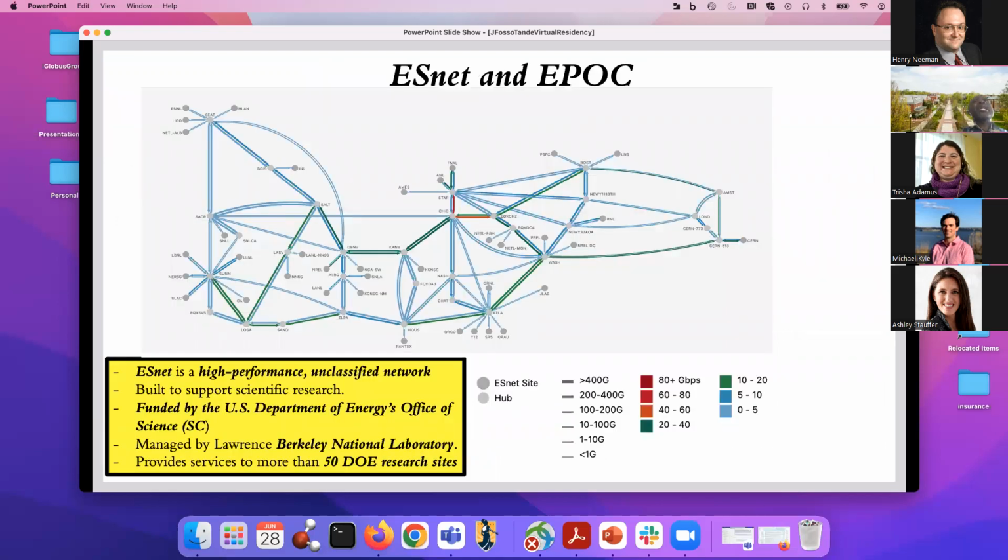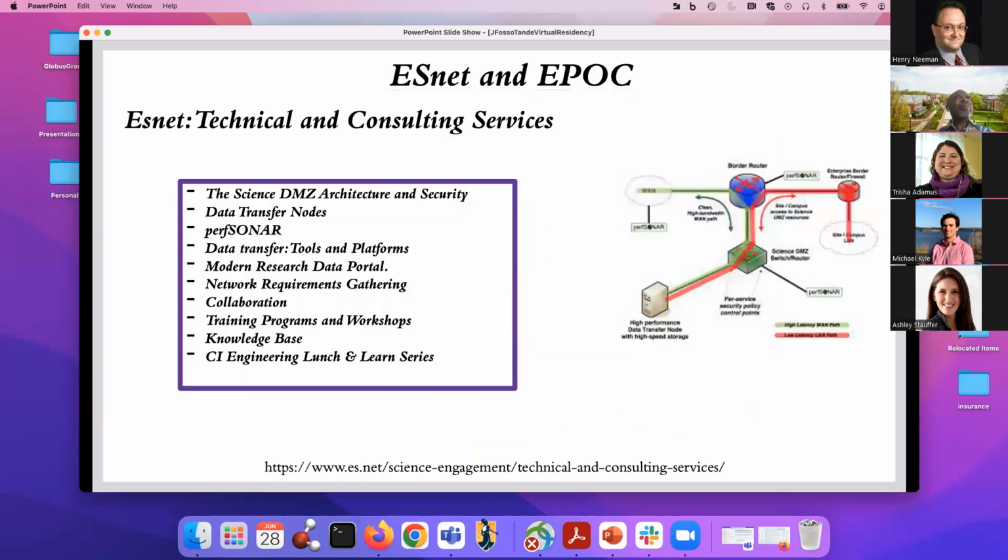Next, ESnet and EPOC. ESnet is a high performance unclassified network built to support scientific research. It's funded by the US Department of Energy Office of Science and managed by Lawrence Berkeley National Lab, and provides service to more than 50 Department of Energy research sites. As you can see, it has a number of networks with various performance, connecting various sites, which makes it easy to move data between the various hubs. ESnet provides technical and consulting services.